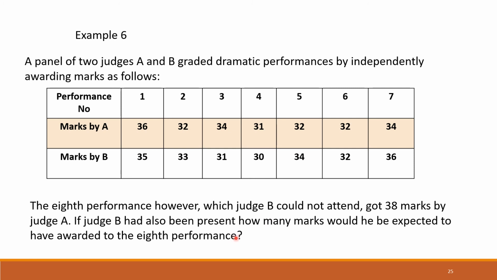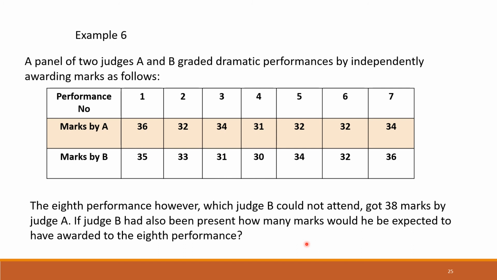We want to calculate, suppose you have an 8th performer. We had an 8th performer to whom A has given 38 marks but B was not there. Which means that suppose I take marks by A as X, marks by B as Y. So we know the value of X as 38, but the value of Y is to be calculated. We have to calculate what marks judge B had given, which means that we have to calculate Y when X is equal to 38, which means we have to calculate the regression line of Y on X.